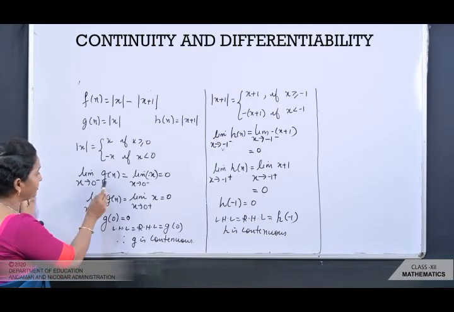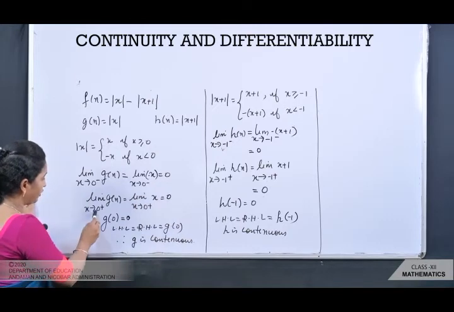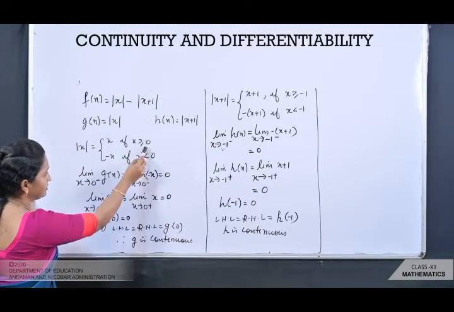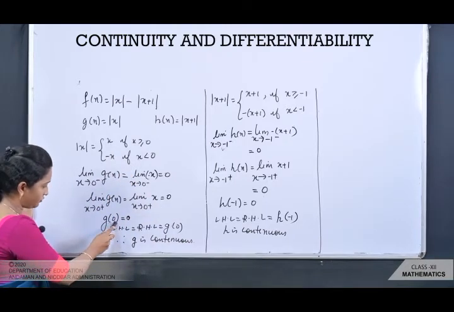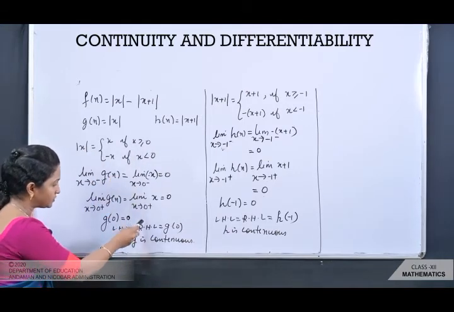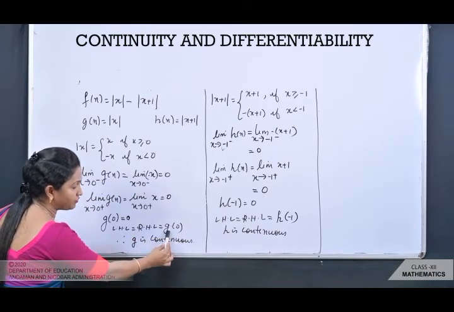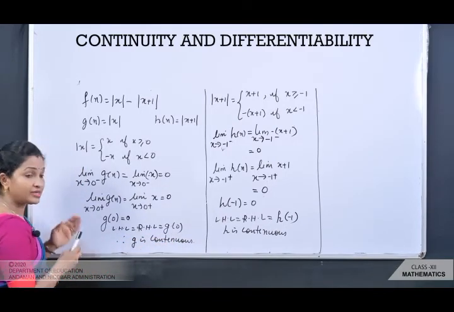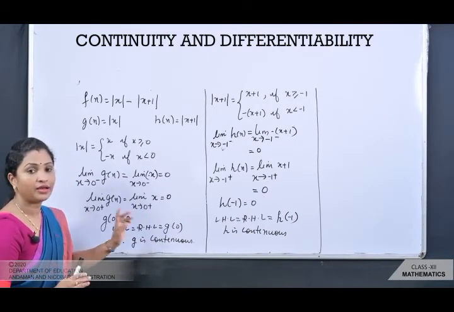So left hand limit, if you put the left hand limit, minus x, you are going to get 0. If you put the right hand limit, that is x tends to 0 plus, g of x, 0 plus is this value x, you are going to get 0. And g of 0, the value of the function at that particular point, is also 0. So we observe that the left hand limit, the right hand limit and the value of the function at that particular point are the same. All the three coincide. So you can say that g is continuous.